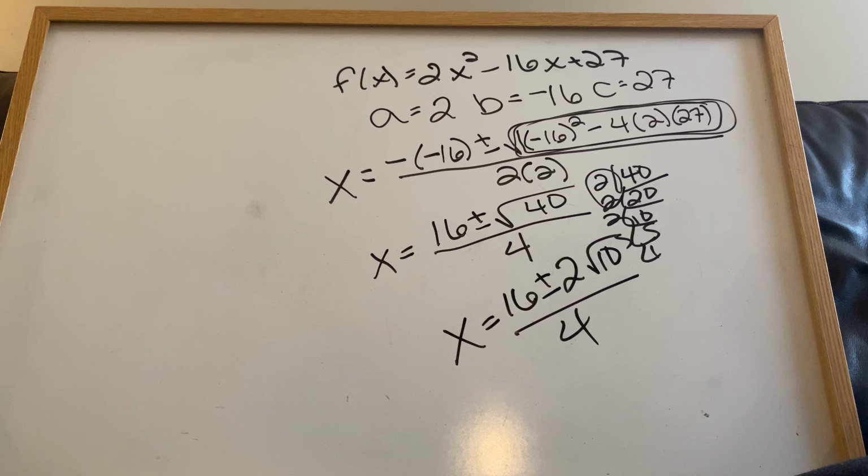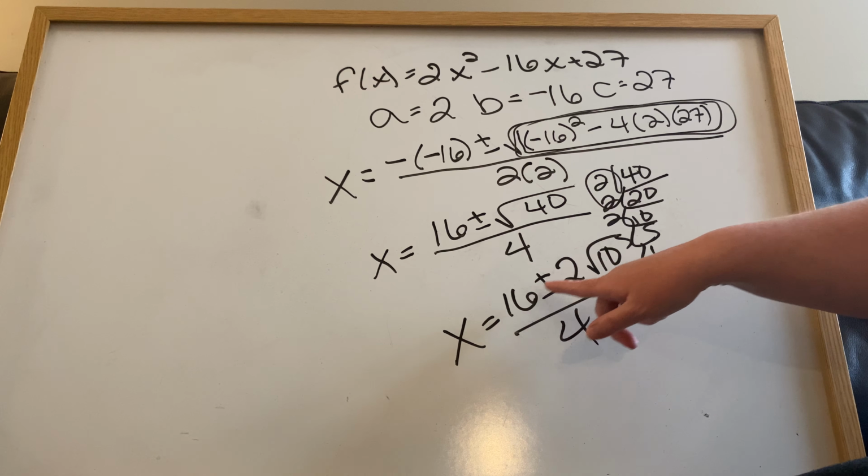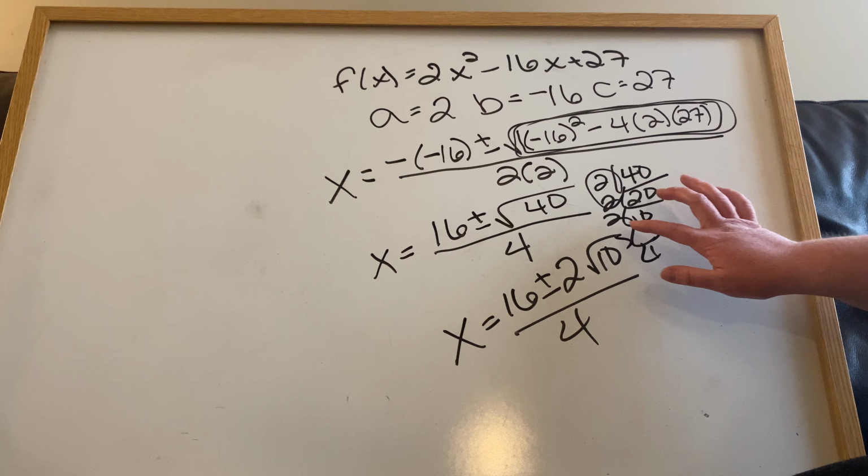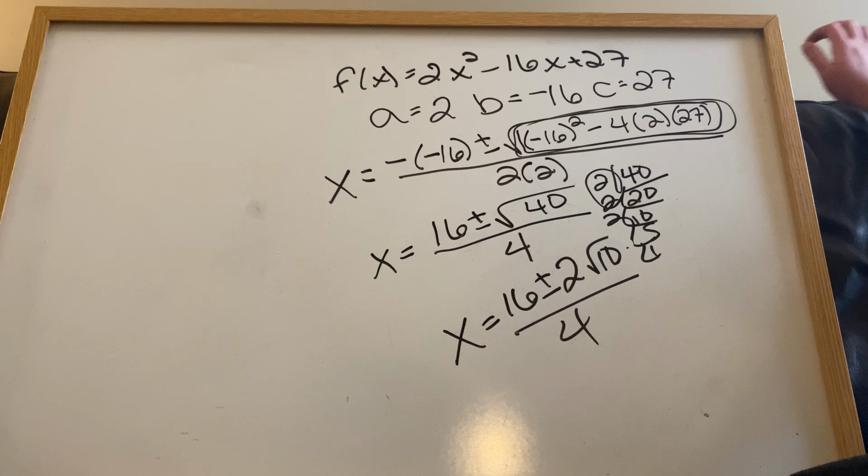So the last thing you do is try to see if you can simplify. In order to simplify, you need a number that goes into this, this, and this. Remember the 10, because it's under a square root, will stay that forever.